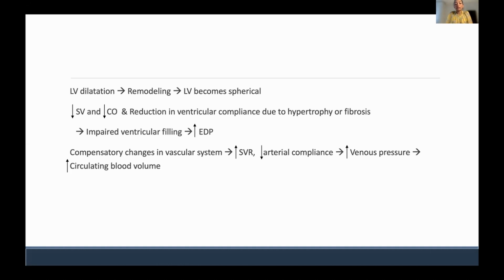These changes involve an increase in SVR and a decrease in arterial compliance. This leads to an increase in the venous pressure and an increase in the circulating blood volume. So, as I talked about in these first couple of lines, because of these factors, there's an increase in the afterload and an increase in the preload. The increase in the afterload is because of the increased SVR and decreased arterial compliance, and the increased preload is because of the increased venous pressure and increased circulating blood volume. These together also further increase wall stress. And over time, this leads to diastolic dysfunction as well as systolic dysfunction.